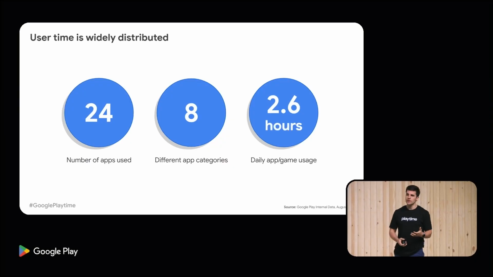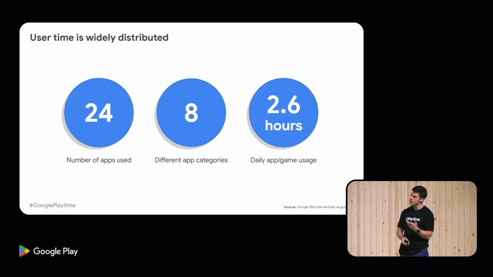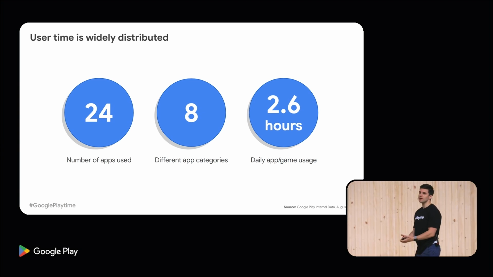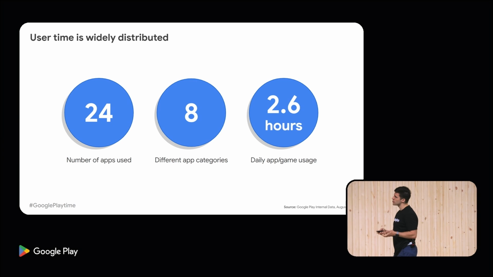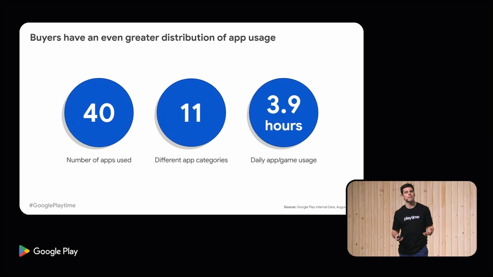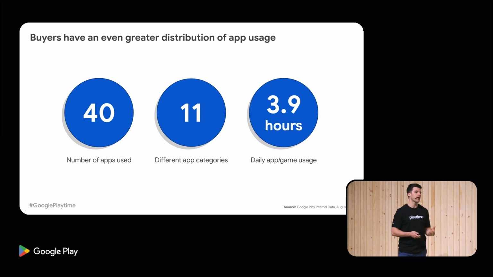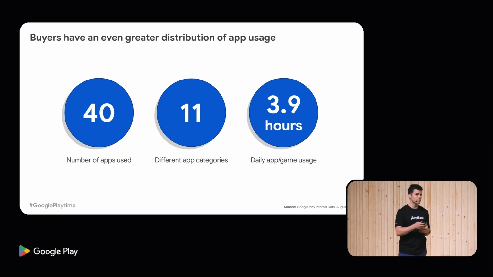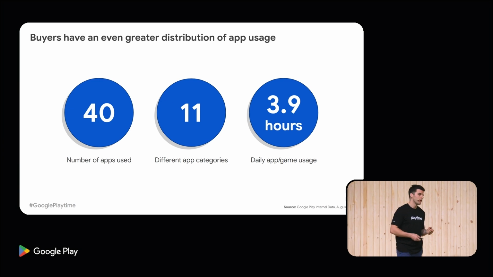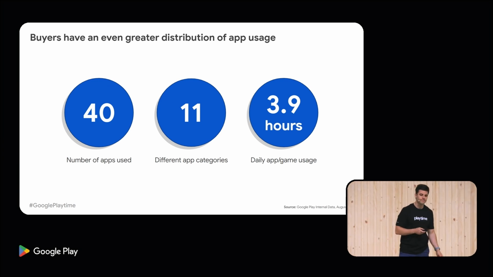Probably unsurprising, but users have a lot of apps and games. In an average month, a user is engaging with 24 different apps and games across 8 different categories for more than 2.5 hours a day. And when we limit to just buyers, the distribution is even greater. A buyer is engaging with 40 different apps and games, which is nearly 70% more than the 24 we just saw for non-buyers. This is across 11 different categories for almost 4 hours a day.